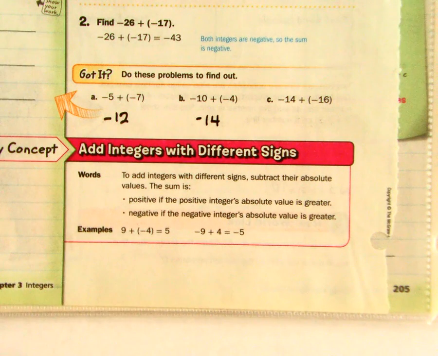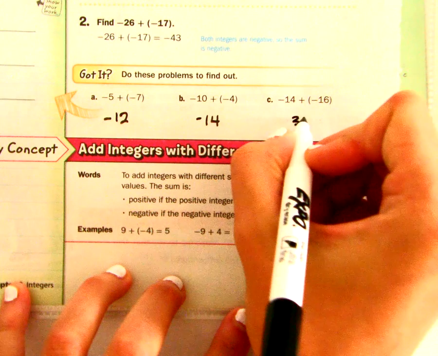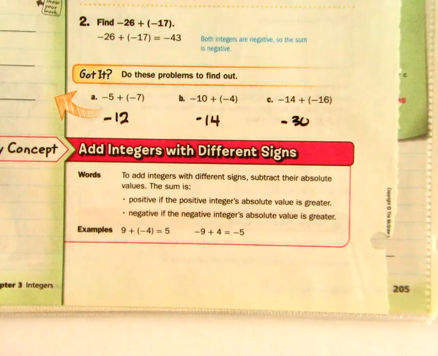Letter C, we have negative 14 plus negative 16. Again, I started with 14 negatives. I'm going to add 16 more negatives to it. So 14 plus 16 is 30. And since it's a negative and a negative, it would be negative 30.